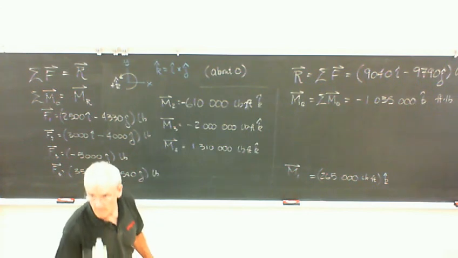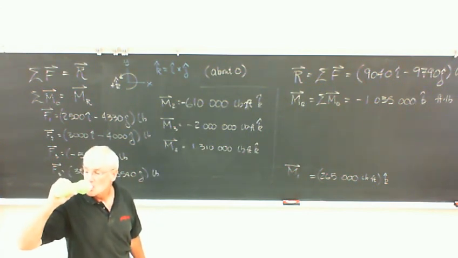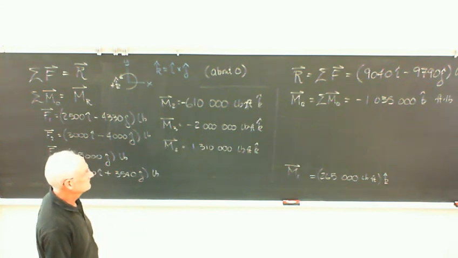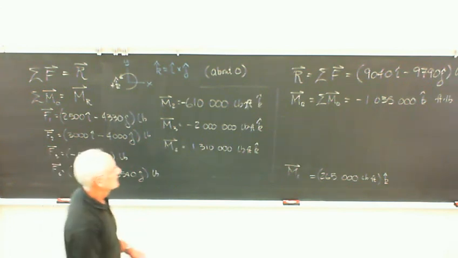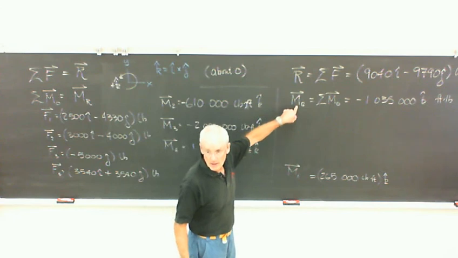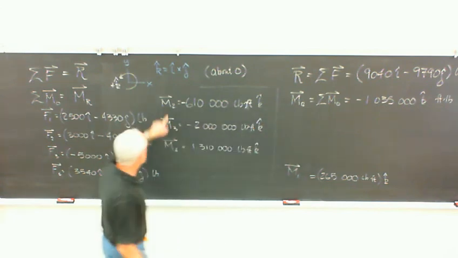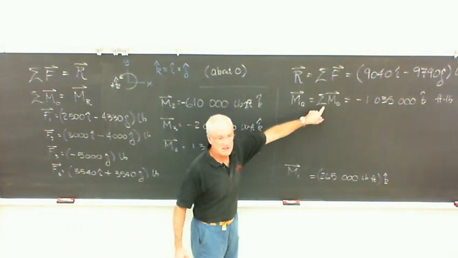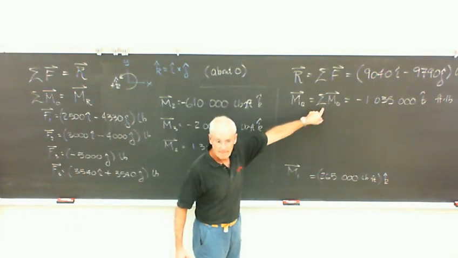For the resultant moment, after you get the I and J forces, are you using the matrices? Oh, I'm not doing any matrix for this. This is just simple addition of the moments. Just simply adding the moments up. That's the easiest way to do it.